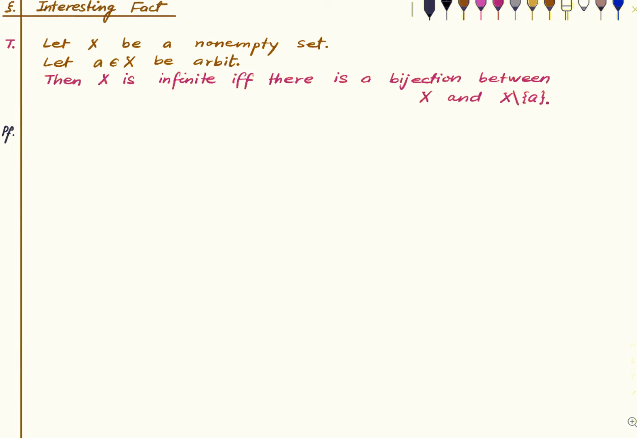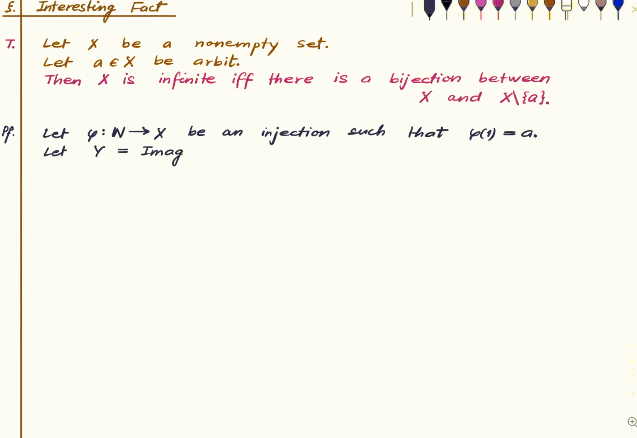Okay, so we will use the previous proposition. By the previous proposition, we can find an injection phi from the naturals to X such that phi of 1 is equal to A, immediately from the previous one, and let's say Y is equal to the image of phi. Okay, now consider this diagram.